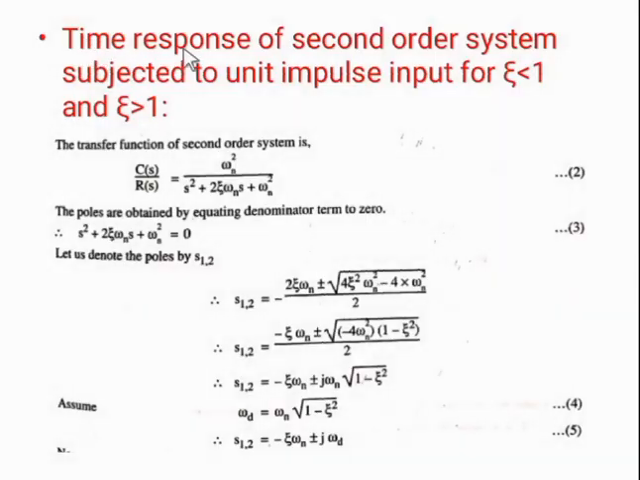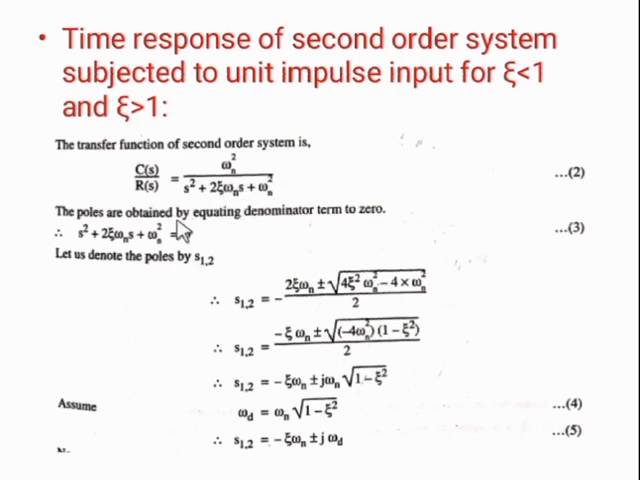Now the time response of the second order system subjected to a unit impulse input for zeta less than 1 and zeta greater than 1. If zeta is less than 1, it is known as underdamped, and if zeta is greater than 1, it is known as overdamped. So the transfer function C(s) by R(s) is omega n square divided by s square plus 2 zeta omega n s plus omega n square.